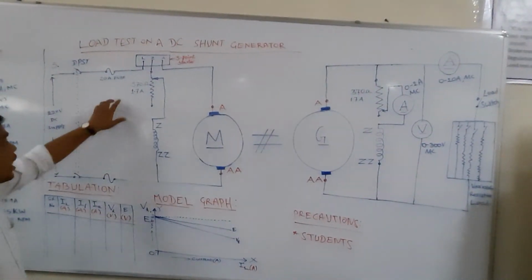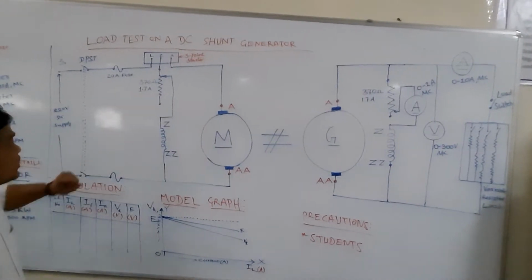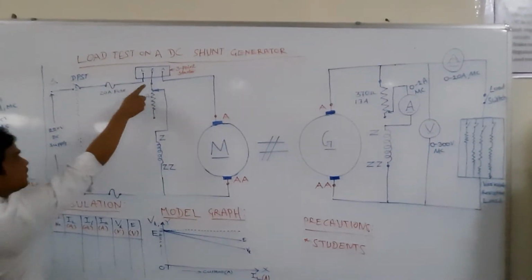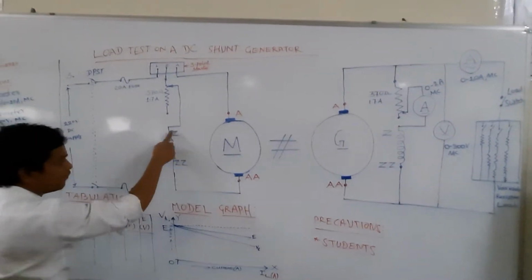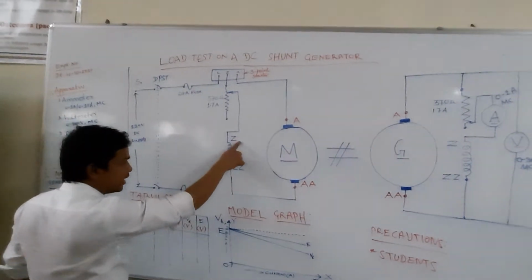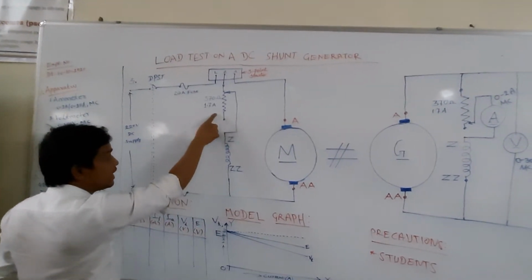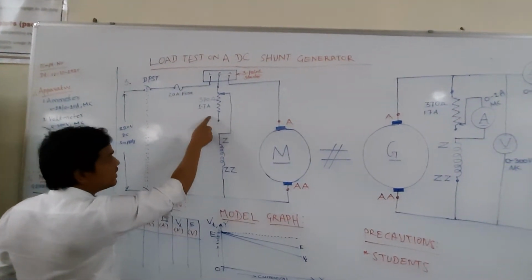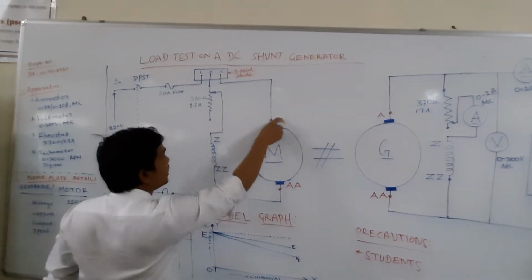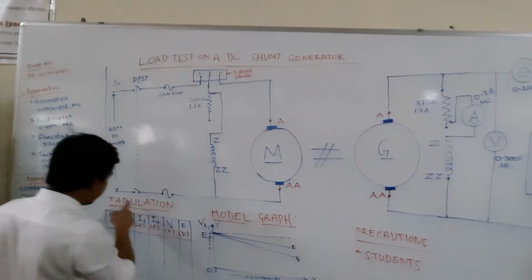Okay. Next we have this 3-point starter. In this 3-point starter I have L, Z and A. L is connected to the line. This Z is connected to the field winding of the motor. Just like the generator, I also have a field winding of the motor. Z, I have a rheostat. In this case, the rheostat is at minimum position. And this is my armature. Armature A is connected to here. A dash is connected to this negative supply.